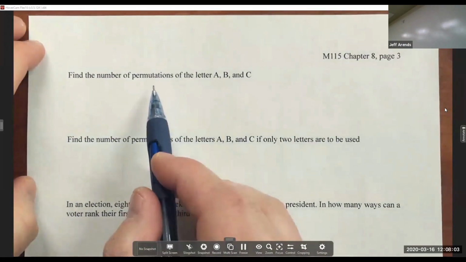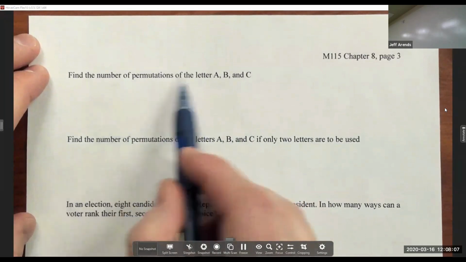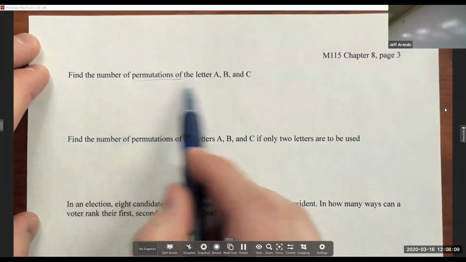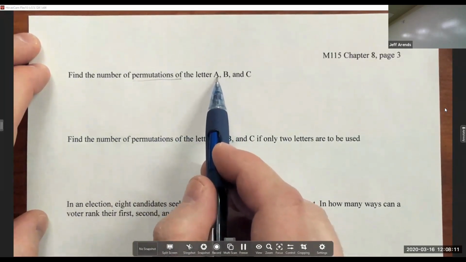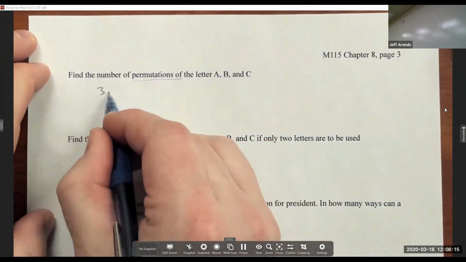All right, if I wanted to figure out the number of permutations of the letters A, B, and C, when I say permutations, I'm talking about the number of ways I can arrange things. So the number of permutations of A, B, and C would be 3 permute 3.